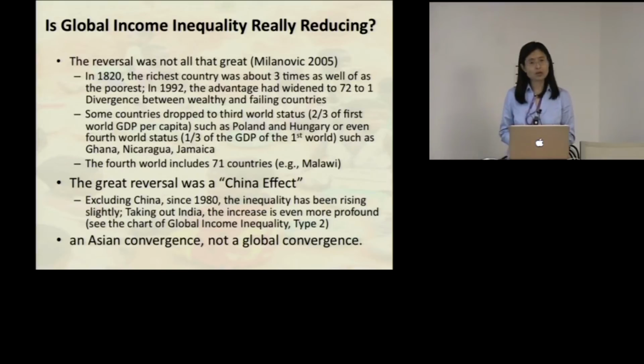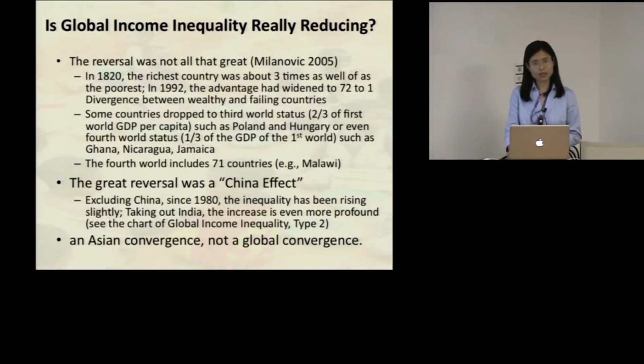The great reversal was also just a China effect, because China has witnessed great economic growth in the past 3 decades. If you take out China, then that effect has gone away. If you take out India, then the effect is even more profound. So it's not a global convergence. It's an Asian convergence.